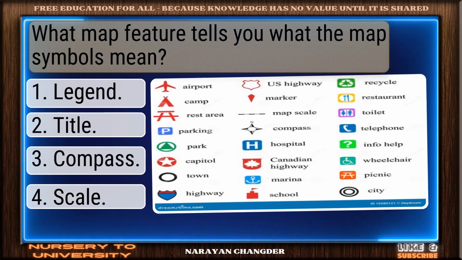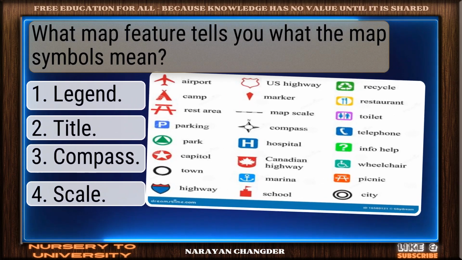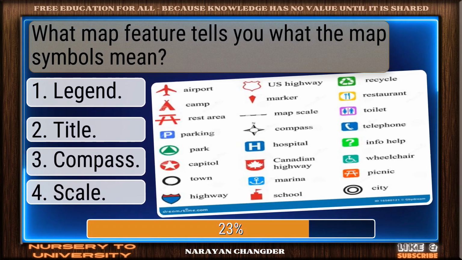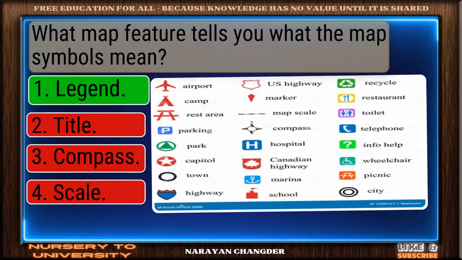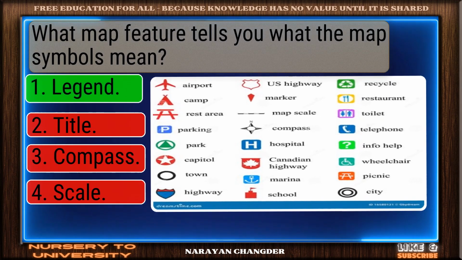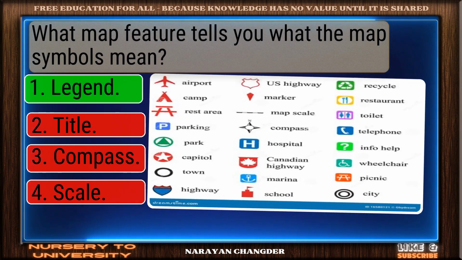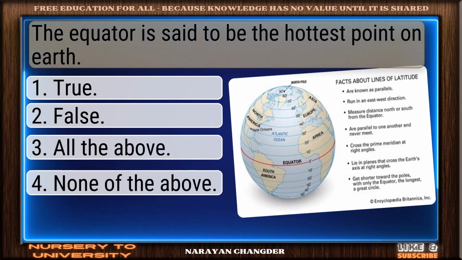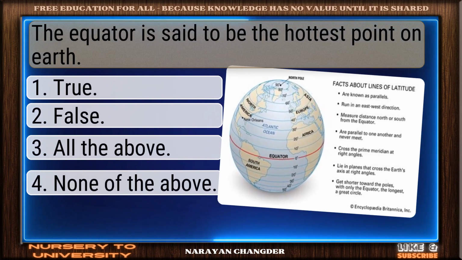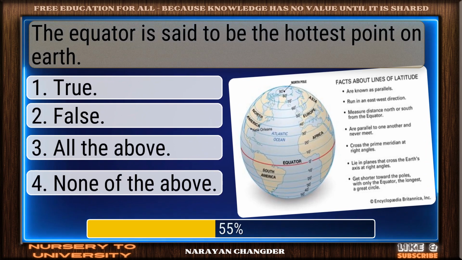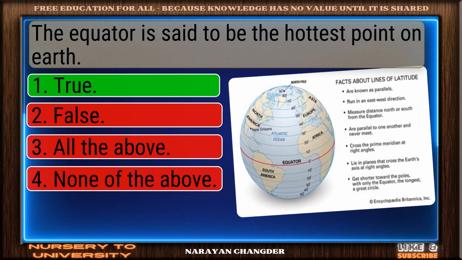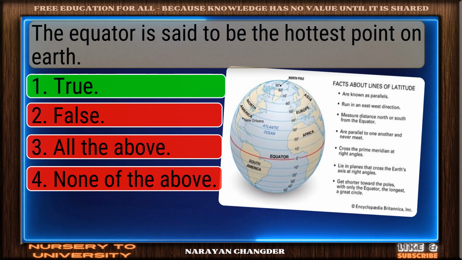What map feature tells you what the map symbols mean? Exactly. Legend makes sense, and it is the right choice. The equator is said to be the hottest point on Earth. Sharp thinking. True is the right choice.